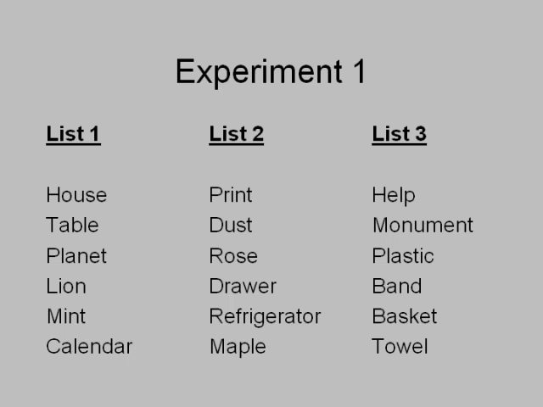Did anybody remember any words that I did not say? Did you type in or write down any words that I didn't say on my list, from house, table, planet, all the way through band, basket, and towel? I see cow. I see cable. I see duck, cat. Okay, so words related to things that are on the list, or words that sound like words that are on the list.